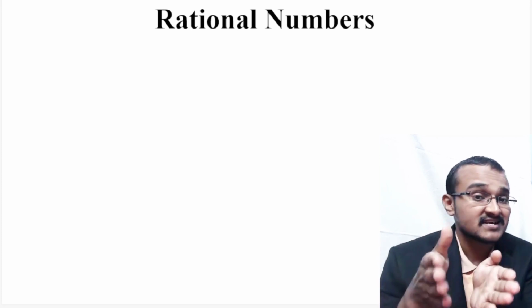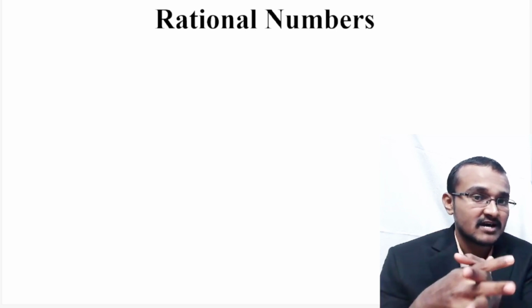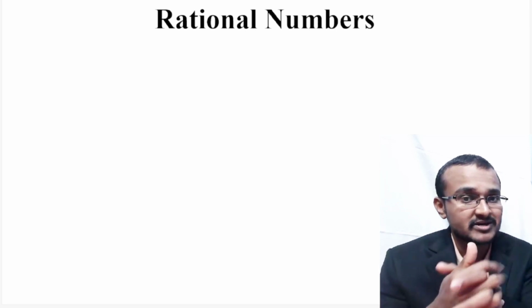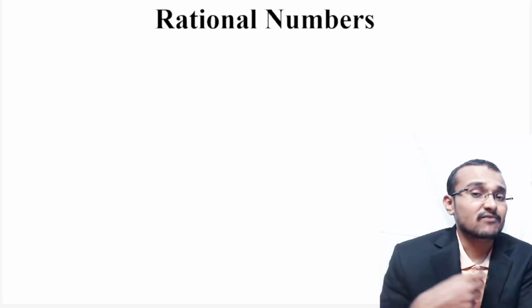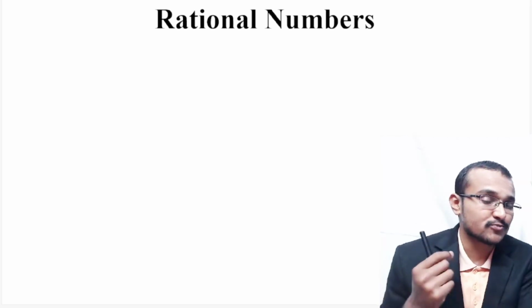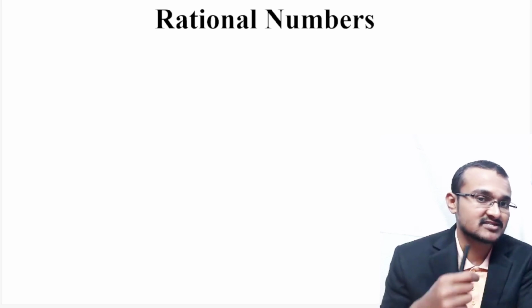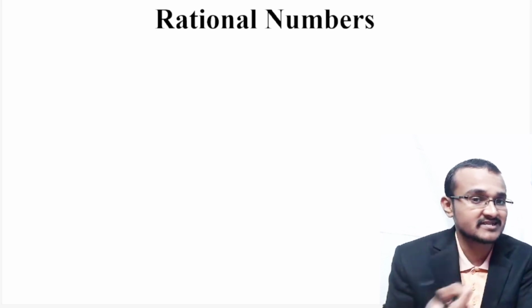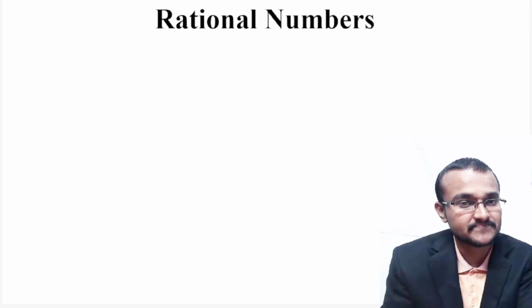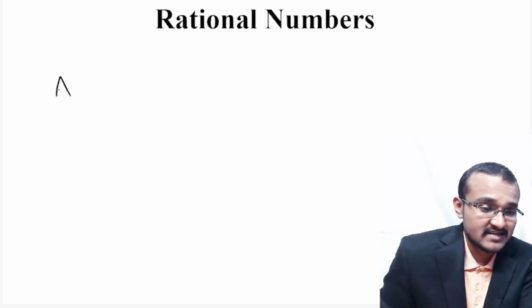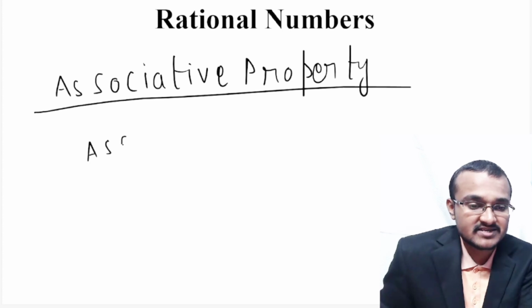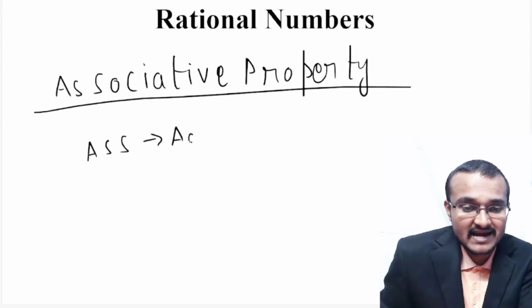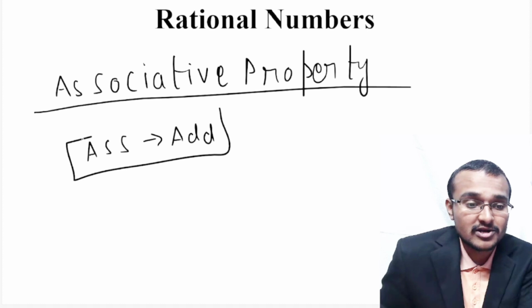This is the second part of rational numbers, where I will be discussing the associative property and other properties related to this chapter. Now let us discuss whether the associative property under addition, subtraction, multiplication and division is satisfied by whole numbers, integers and rational numbers or not. First let us discuss the associative property, starting with addition for whole numbers.